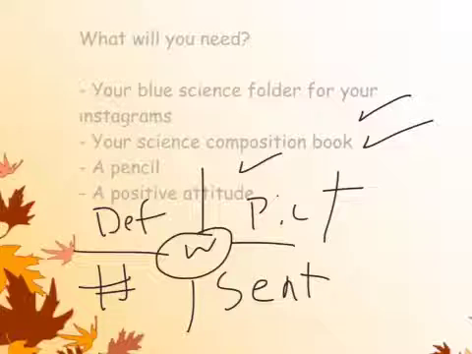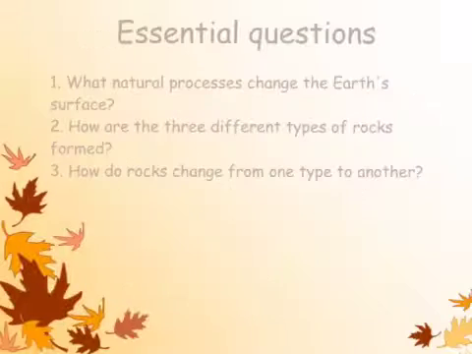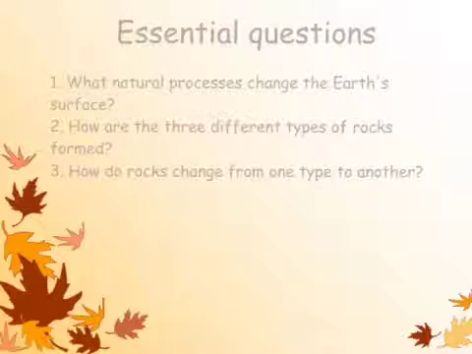Let's move on now. Look at our essential questions. Our essential questions for this unit are: 1. What natural processes change the Earth's surface? Our next one is: how are 3 different types of rocks formed? And the third one is: how do rocks change from one type to another? As we go through our vocabulary words, be thinking about these questions and we'll answer them at the end of this video.